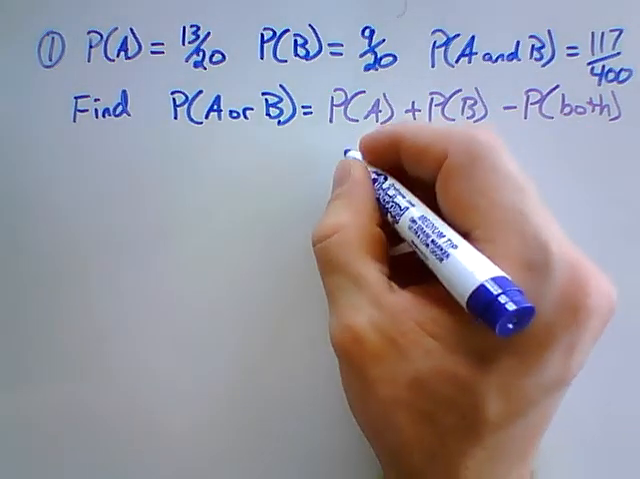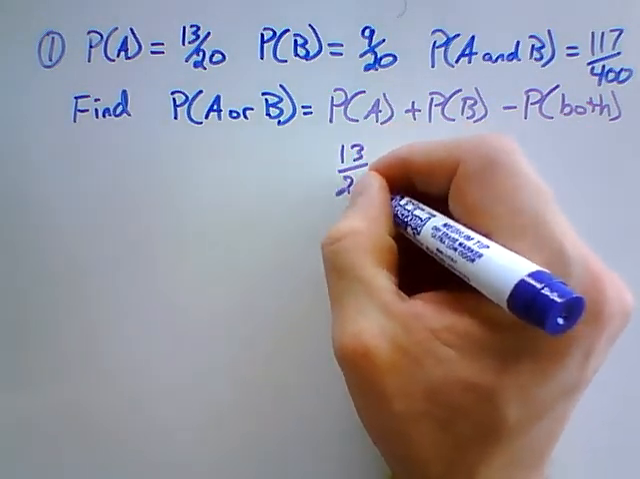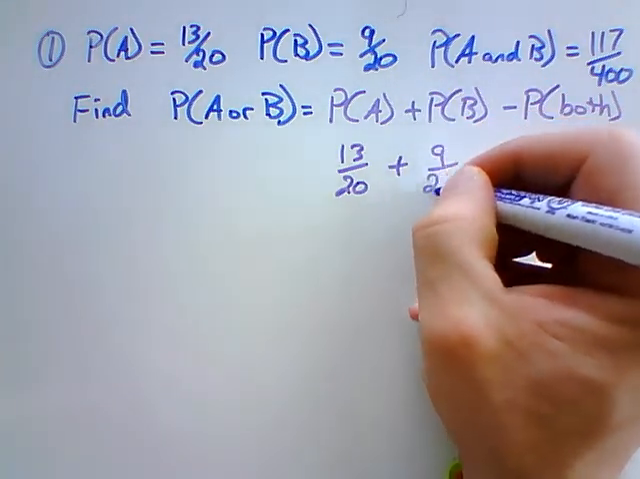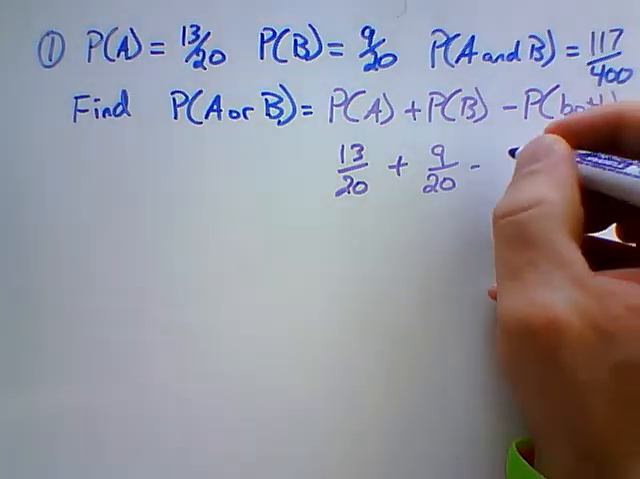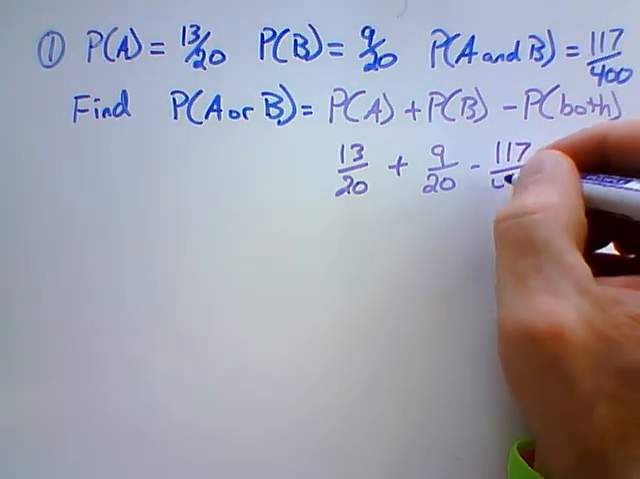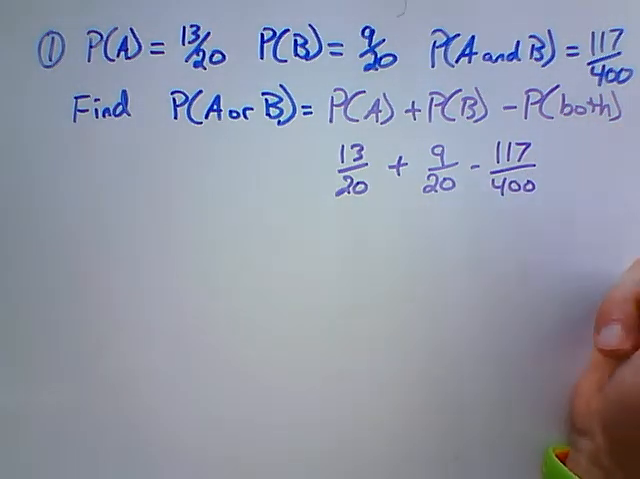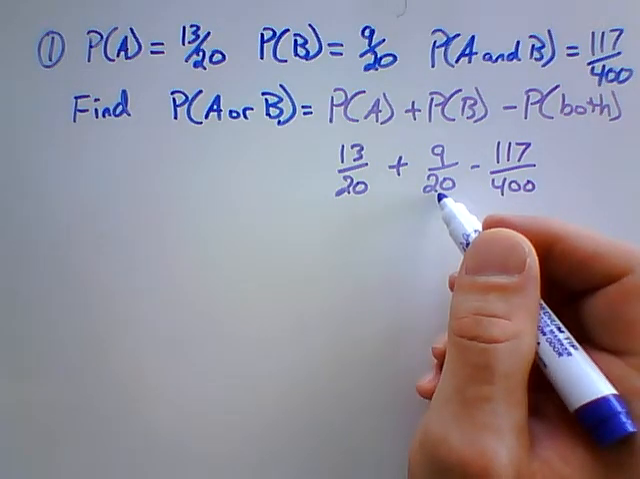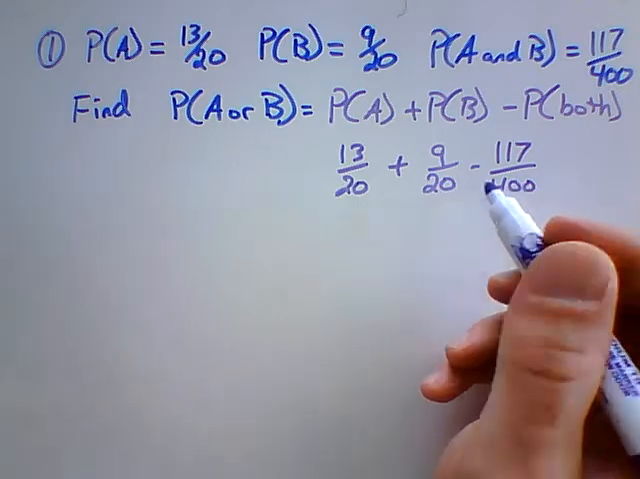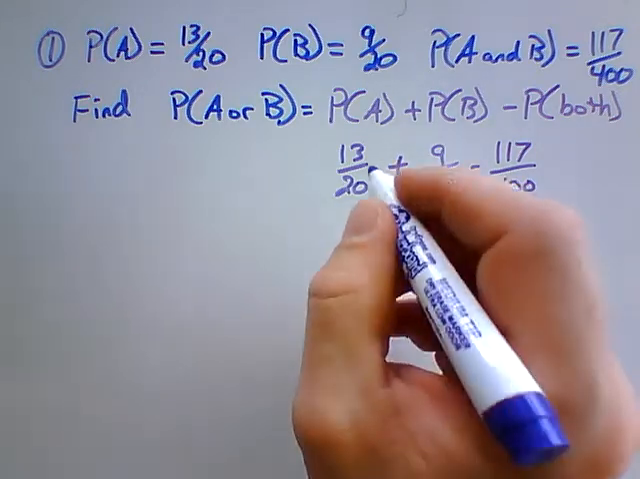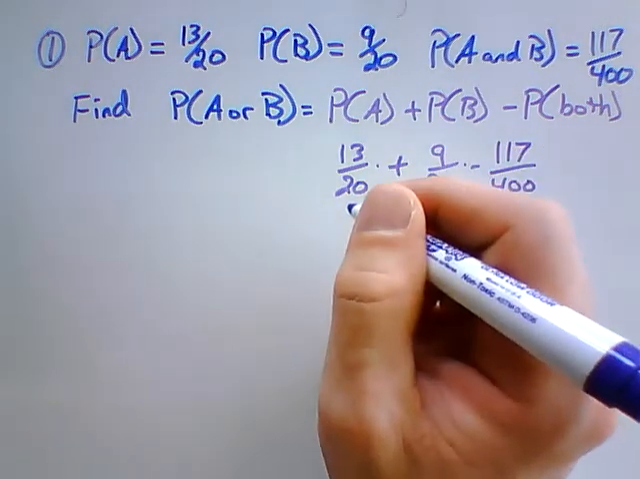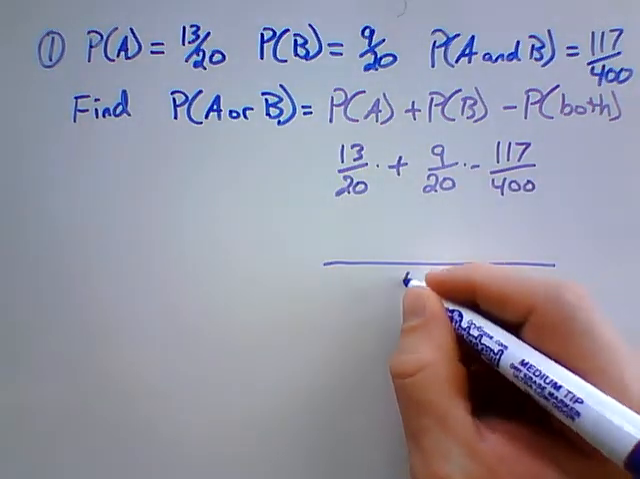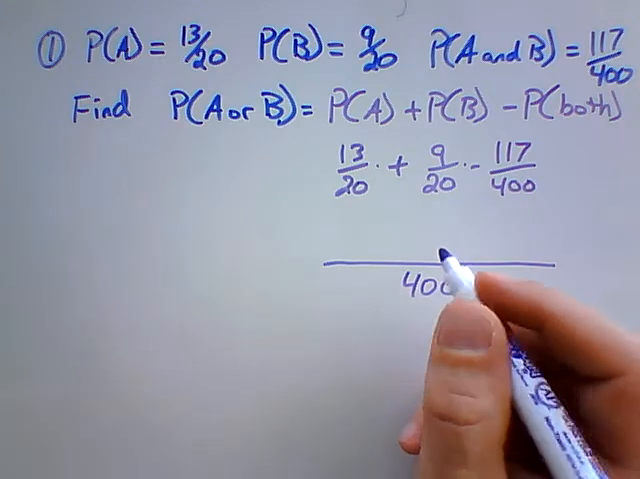Probability of A is 13 over 20, plus probability of B, that's 9 over 20, minus probability of both, that's 117 over 400. Don't let ugly fractions scare you. We have to get a common denominator. That's the ugliest one. 20 times 20 is 400. So I'm going to multiply all of these guys by 20 over 20, so I'm going to eventually have everybody over 400.